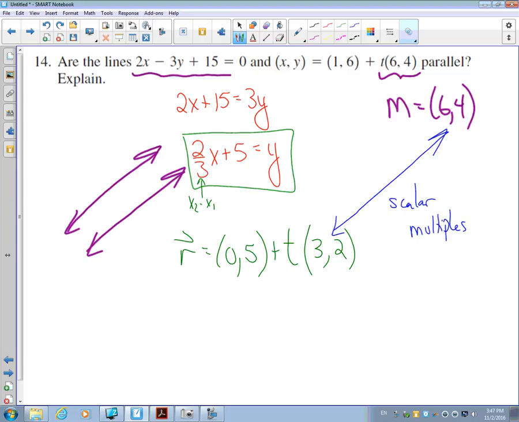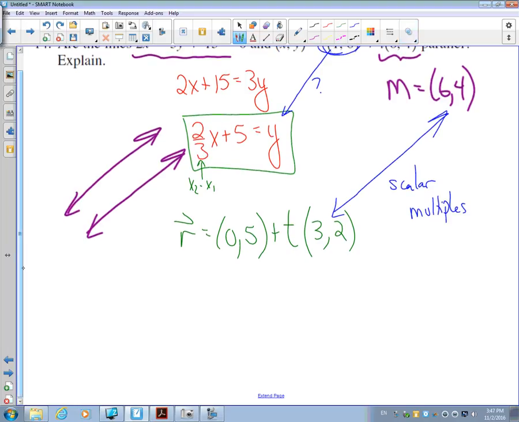So there's definitely something about these two lines. So how do I check if they're parallel or not, or if they're actually the same line? The way I can do that is I need to take a point that I know is on one line and see if it's also on the other line. For instance, the point 1, 6 is on the second line. Is it also on this line? That's the question I'm asking myself.